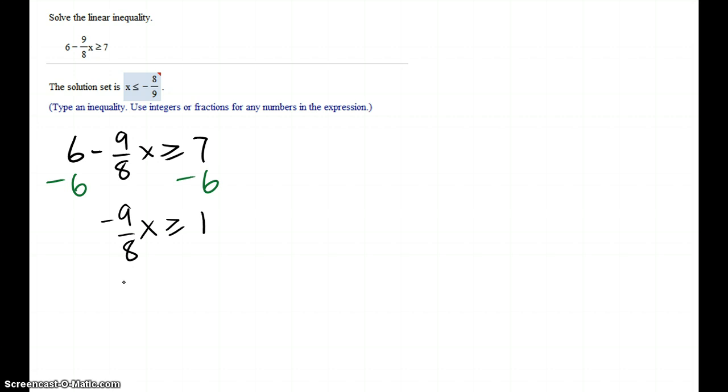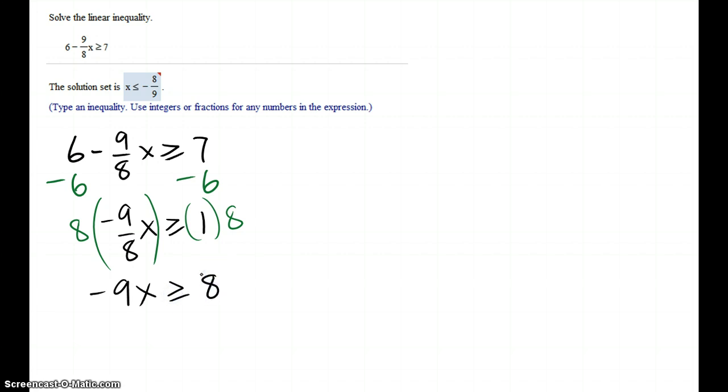Now what we're going to do is multiply both sides by 8. Again, pretending this is an equal sign, I would multiply both sides by 8, just as I would do in an equation. So on the left side, I would get negative 9x, and on the right side, I would get 8.